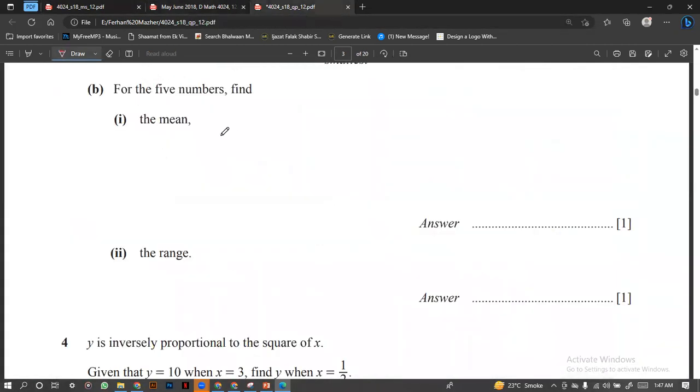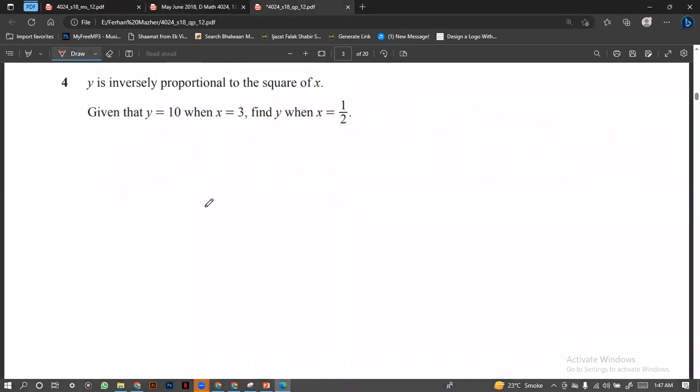This is the solution. Question number 4, we have y is inversely proportional to the square of x. Given that y is 10 when x is 3, find y when x is equal to 1 by 2.